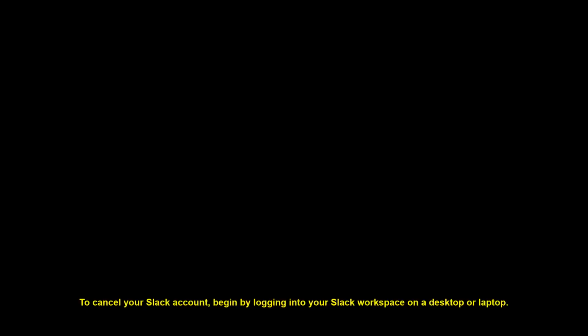To cancel your Slack account, begin by logging into your Slack workspace on a desktop or laptop. Navigate to the workspace name in the top left corner of the screen. Click on the workspace name to open a drop-down menu. From the drop-down menu, select Settings and Administration.